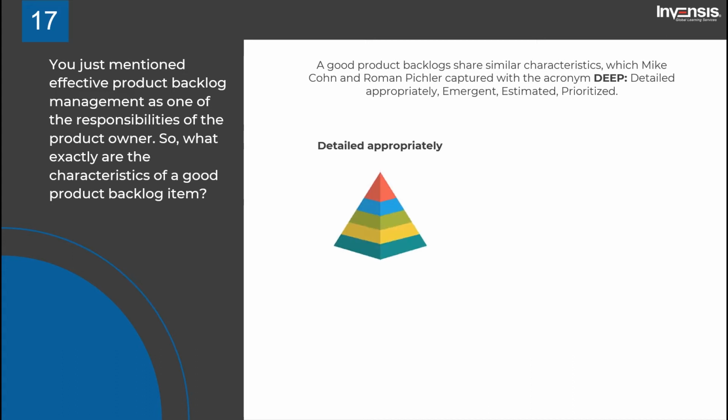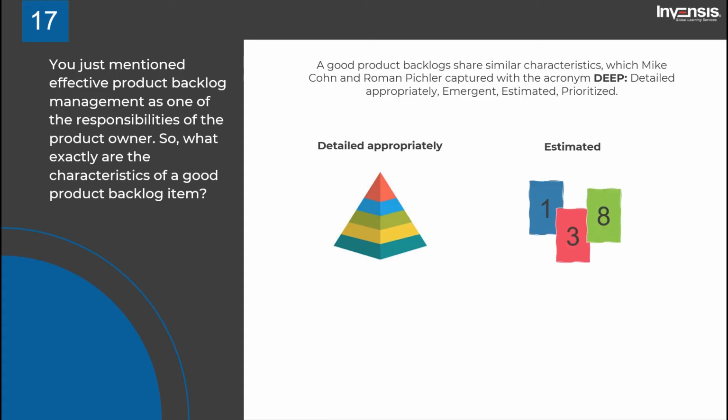Detailed appropriately, the product backlog items will always differ in their level of detail. For example, the items that we plan to work on soon should be near the top of the backlog, small in size, and very detailed. Whereas the items that we won't work on for some time should be toward the bottom of the backlog, larger in size, and less detailed. That's what we mean by detailed appropriately.